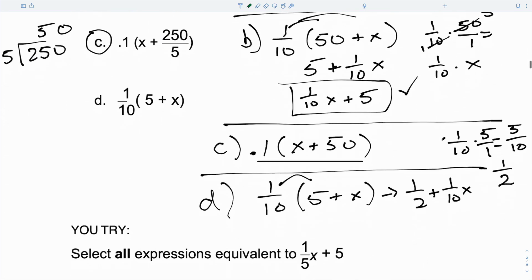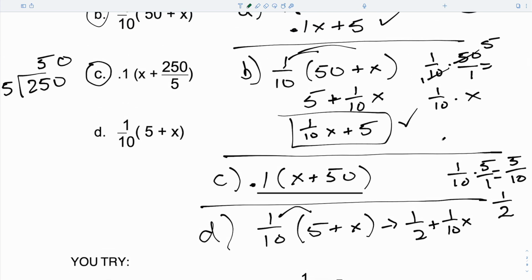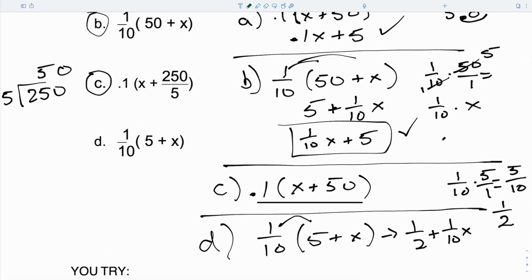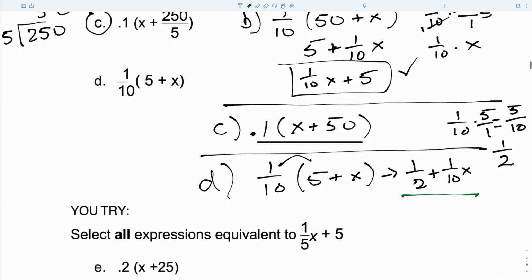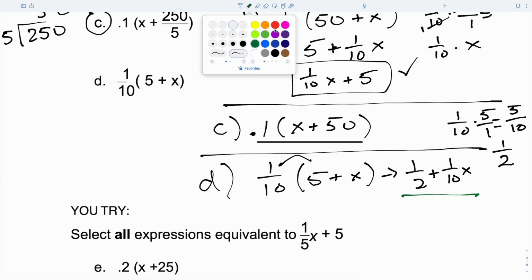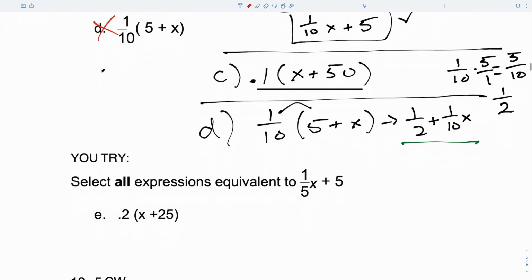Kevin, what do you notice that doesn't match? 1/2 plus 1/10 x. What doesn't match the expression? One 1/10 x is there, right? What isn't there? The 5 isn't there. 5 turned into 1/2. That doesn't work. So D is not an answer. Cross it out. Go to you try.